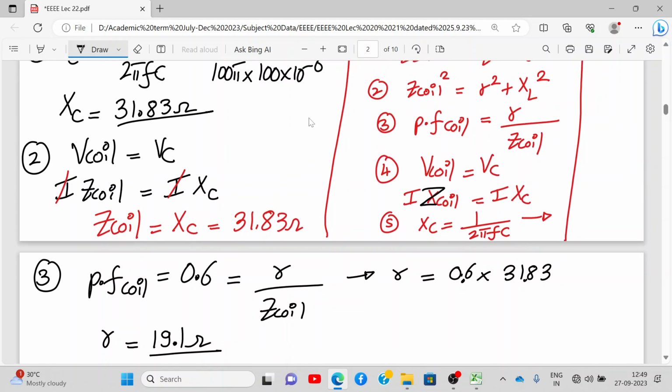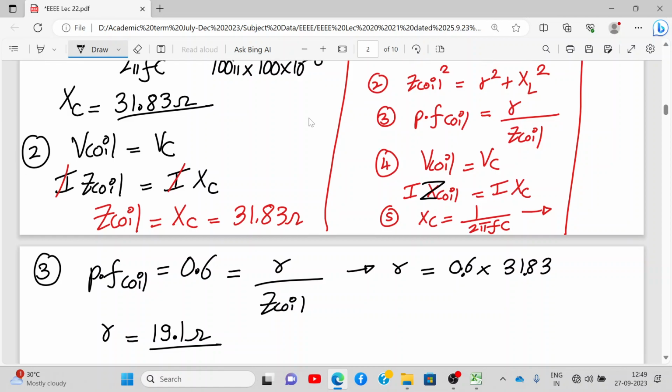Now once we know the R, what is Z coil square? Small r square plus XL square. Right? So from there you can calculate XL and from there you can calculate L. So please complete the numerical.